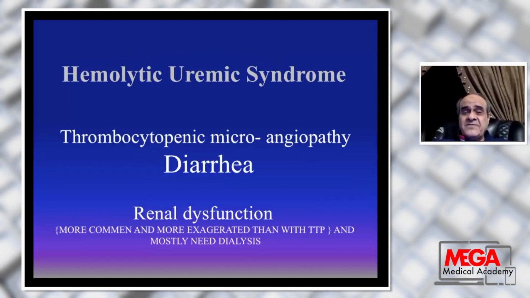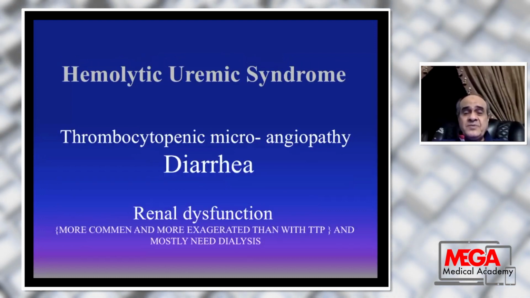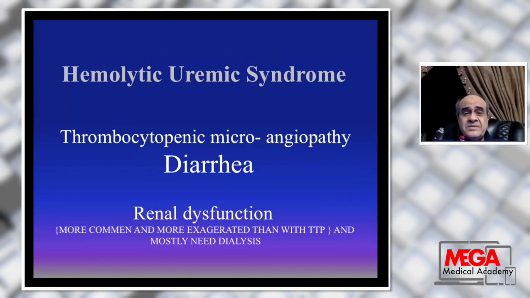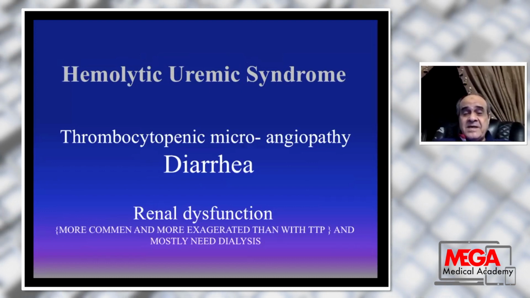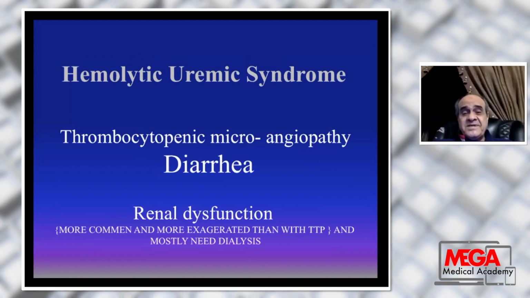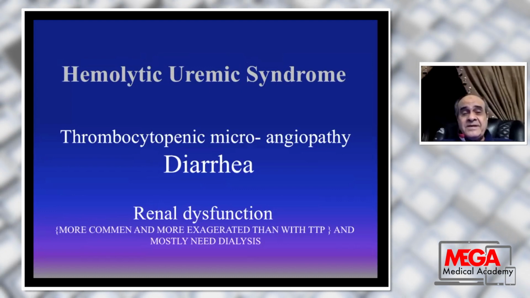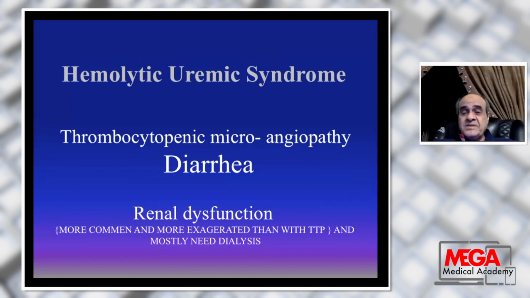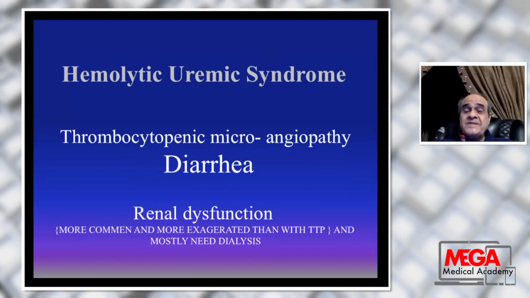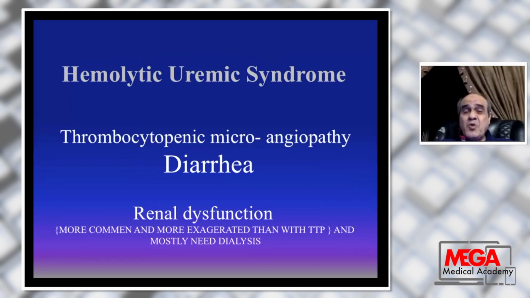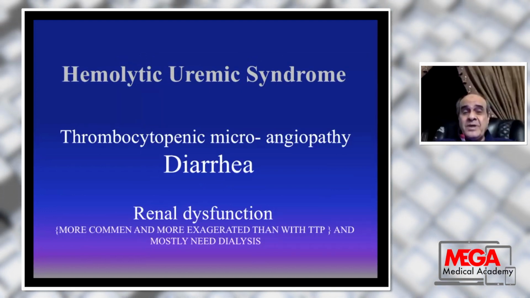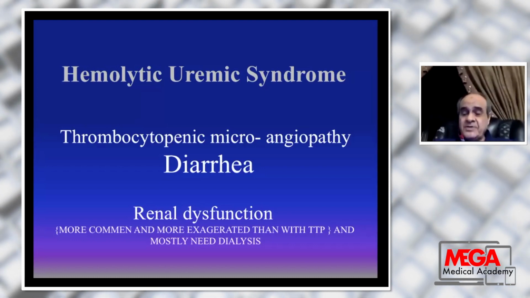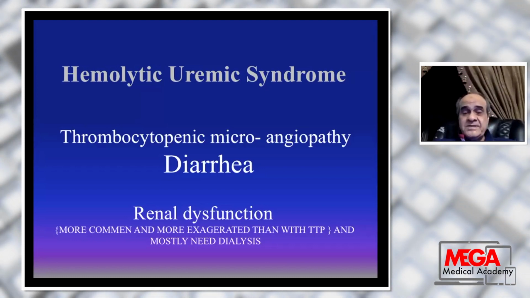The patient will come suffering from diarrhea, sometimes abdominal pain, nausea, vomiting, and other manifestations, but the main manifestation is diarrhea, and also thrombocytopenia, microangiopathy, and schistocytes in blood smears. But the renal function impairment is more dominant, or higher, in patients with hemolytic uremic syndrome than in those with TTP.